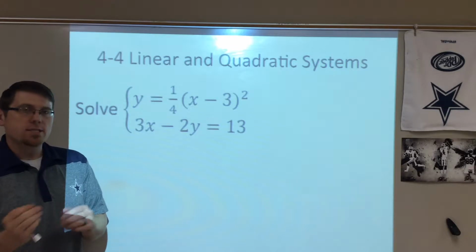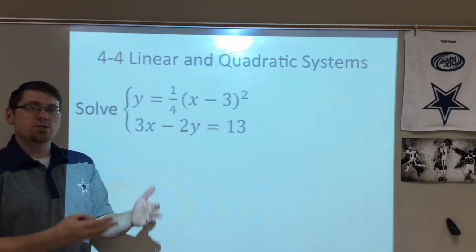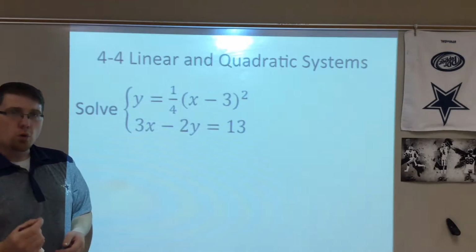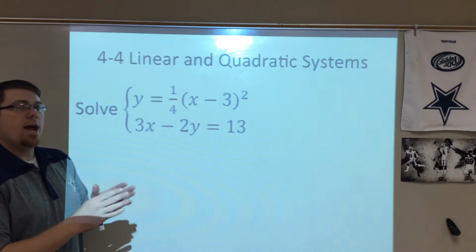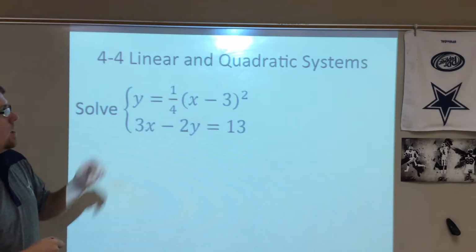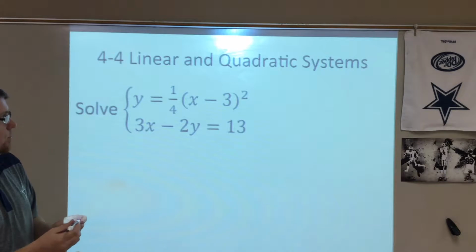So our answer isn't going to be like x equals 5 or x equals 7. Instead, it's going to be a coordinate. Where did these two graphs touch? And we're going to find that without graphing them, just using algebra.